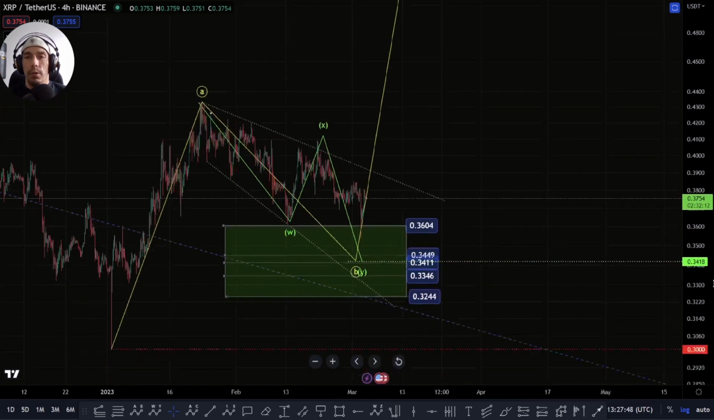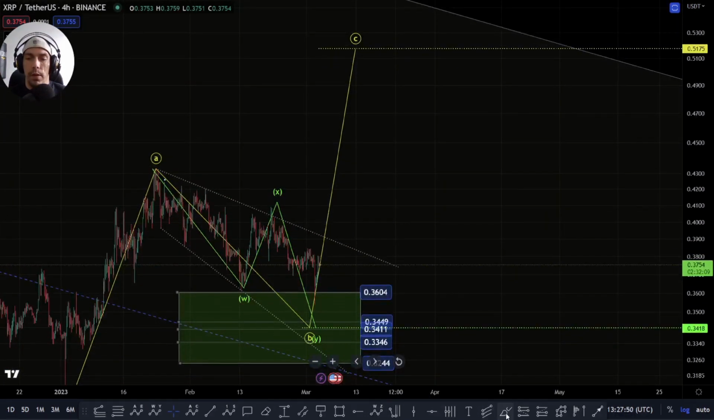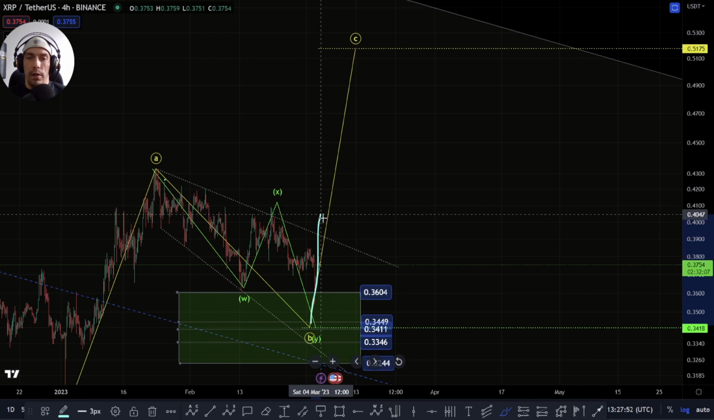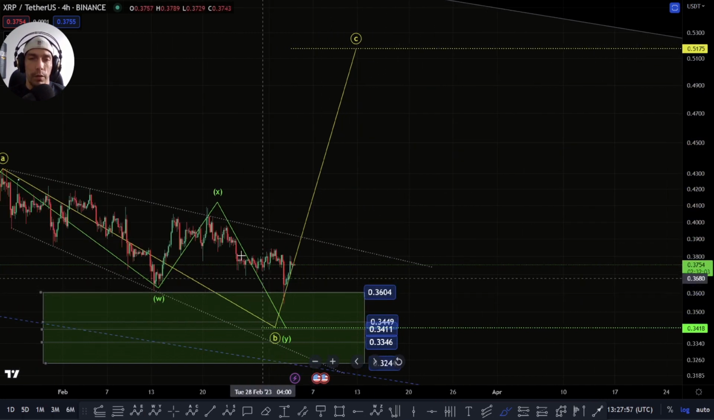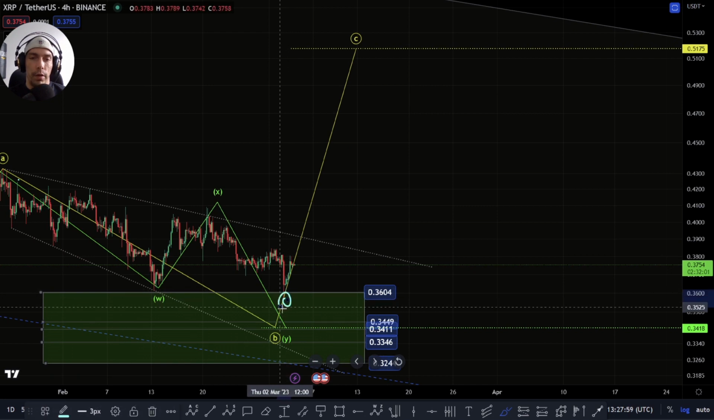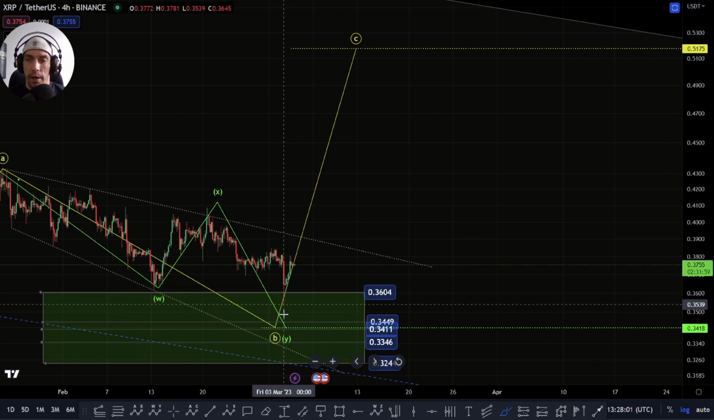And then from there, what we'd be looking for is whether this move here actually develops as a bigger five-wave move to the upside. So we need to obviously bear in mind that this could be the low of this Y wave at 35.39.